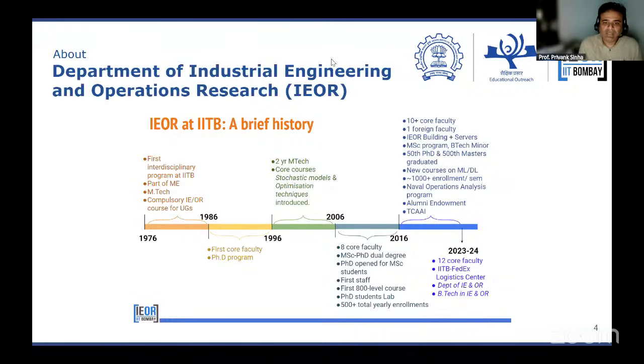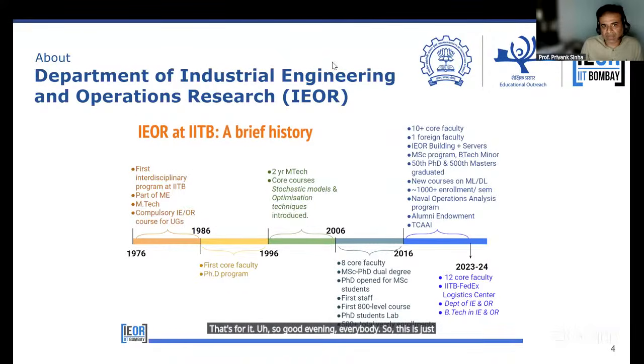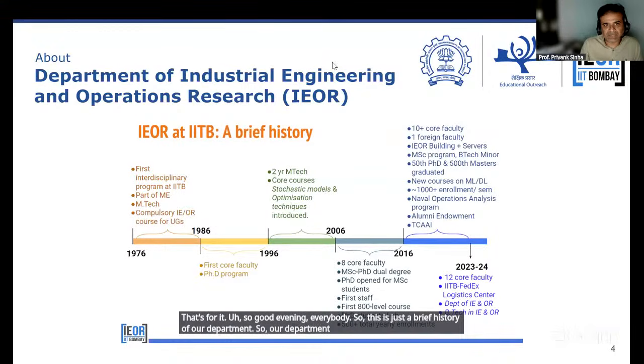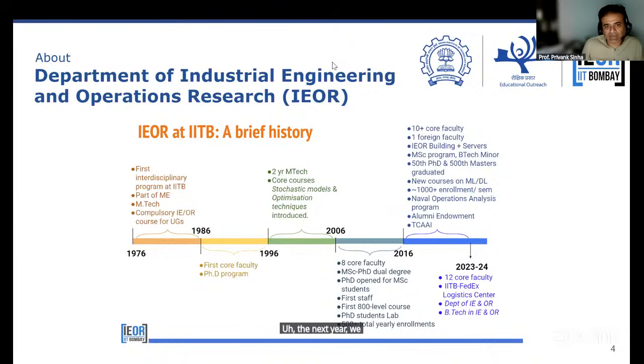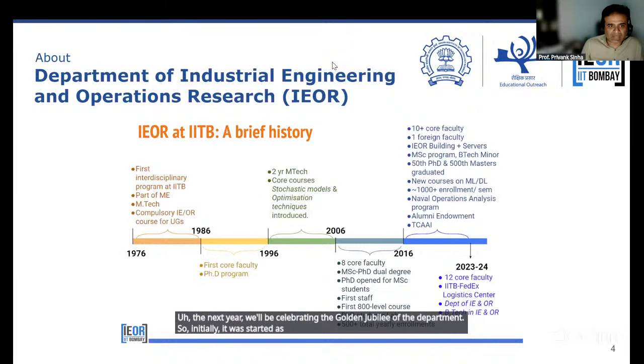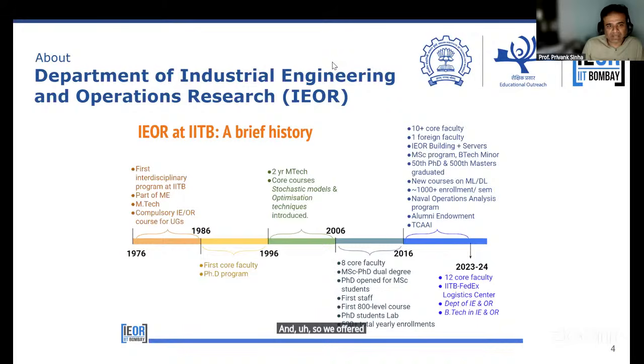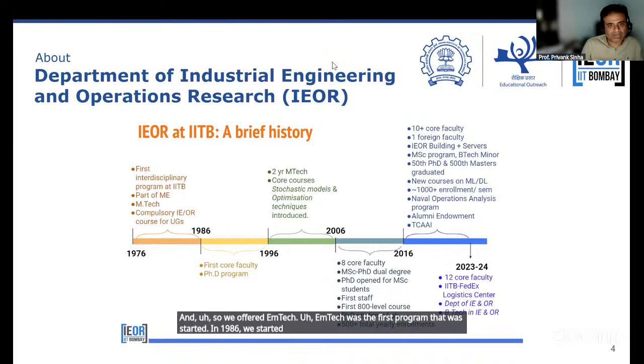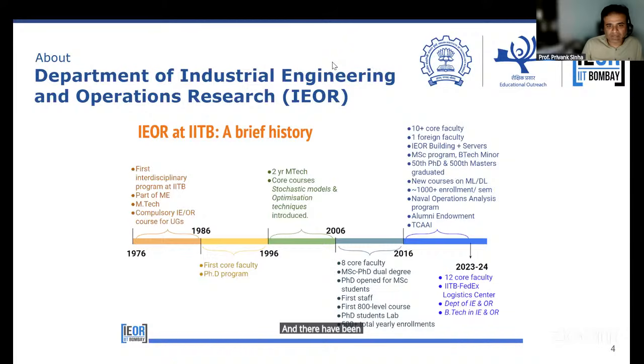Thanks, Mohit. So good evening, everybody. So this is just a brief history of our department. Our department, Industrial Engineering and Operation Research, is basically an interdisciplinary department which started in the year 1976. So next year we'll be celebrating the golden jubilee of the department. Initially it was started as a part of the mechanical engineering group, and we offered MTech. MTech was the first program that was started. In 1986, we started the PhD program, and there have been significant developments ever since.